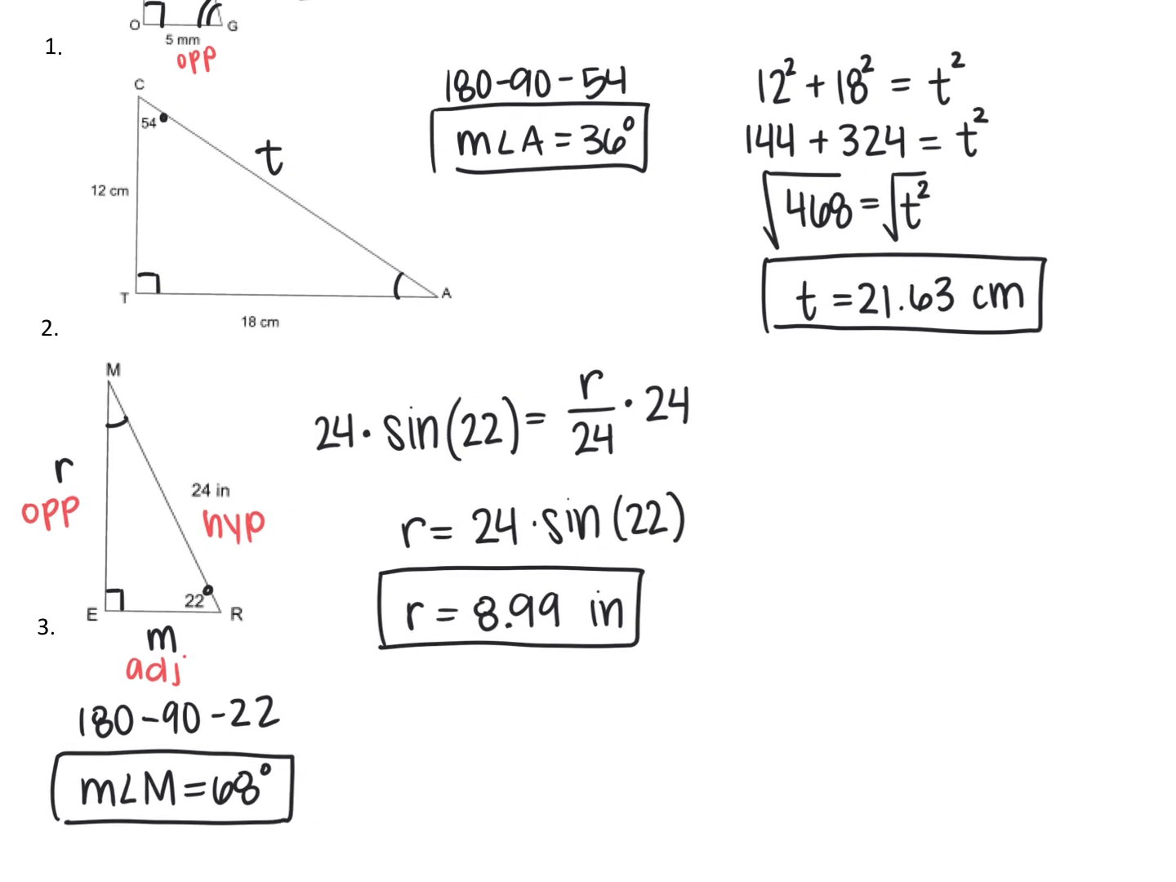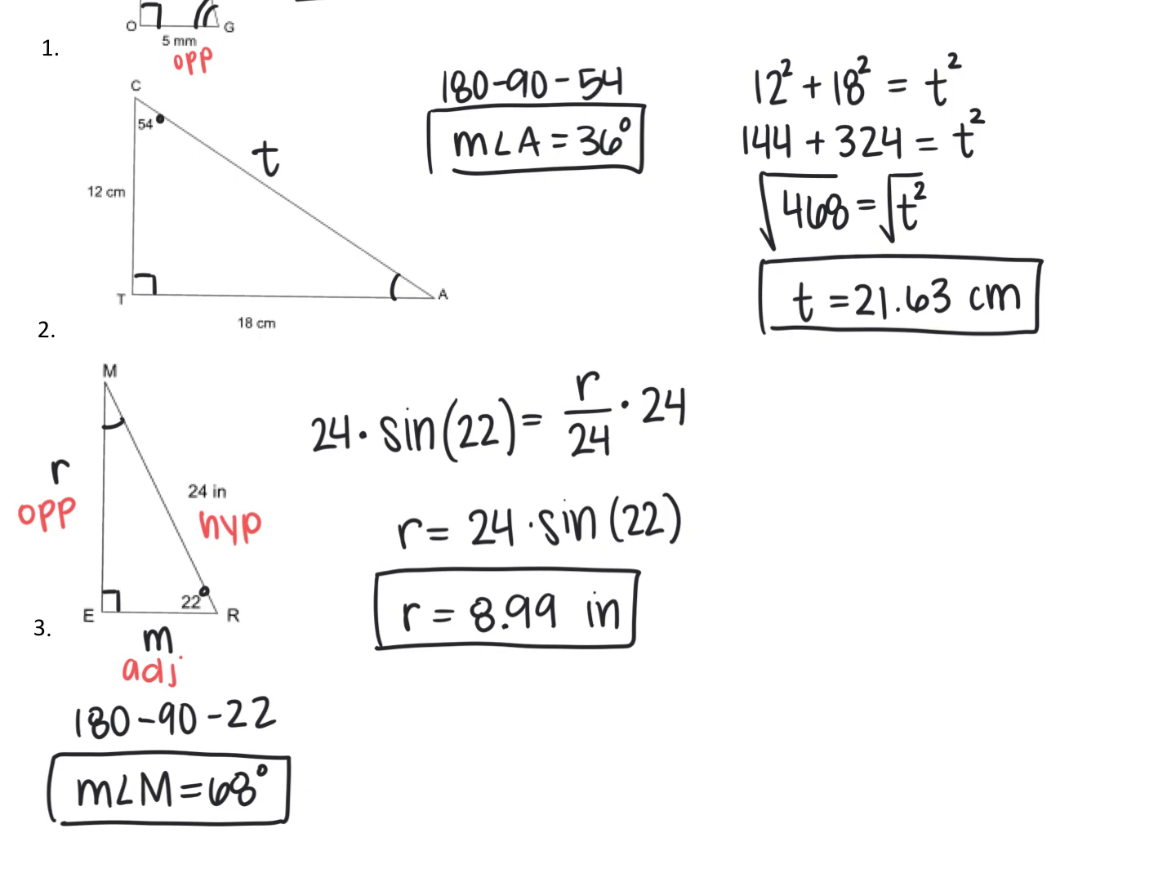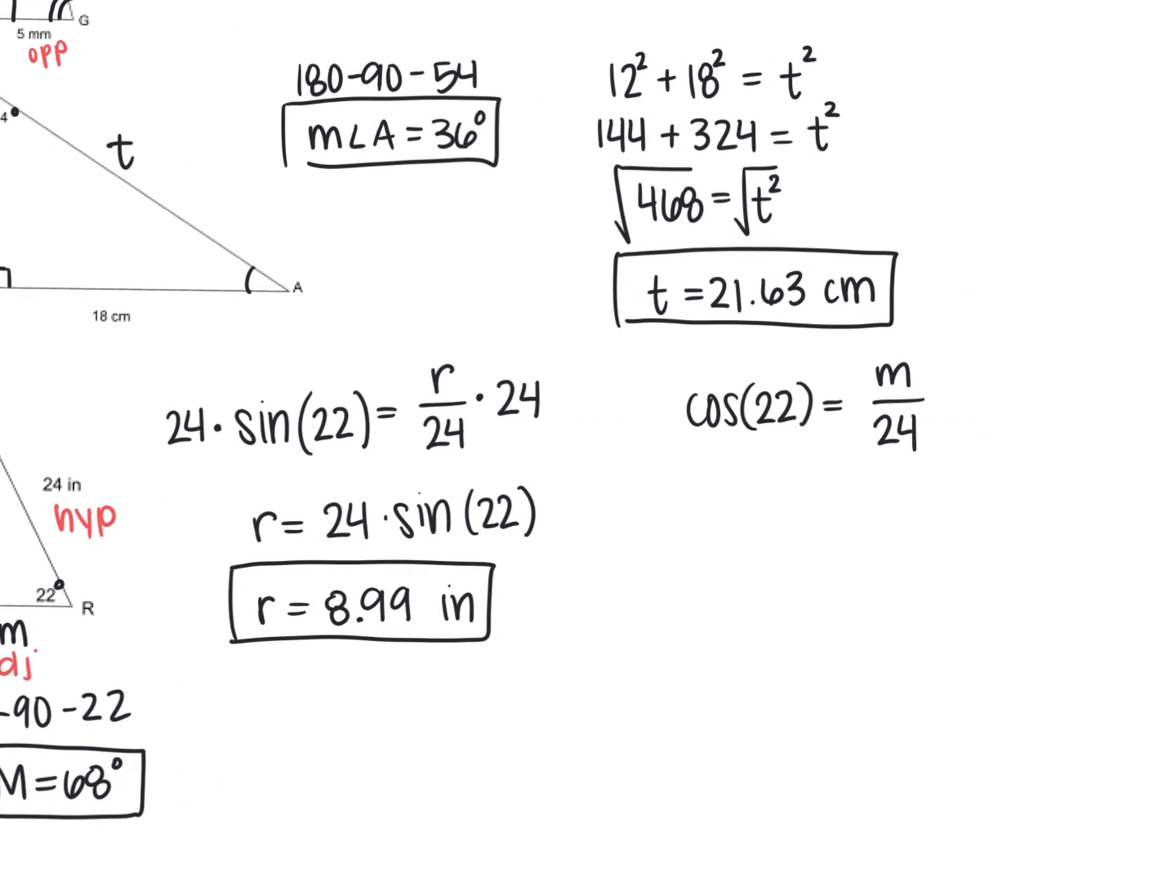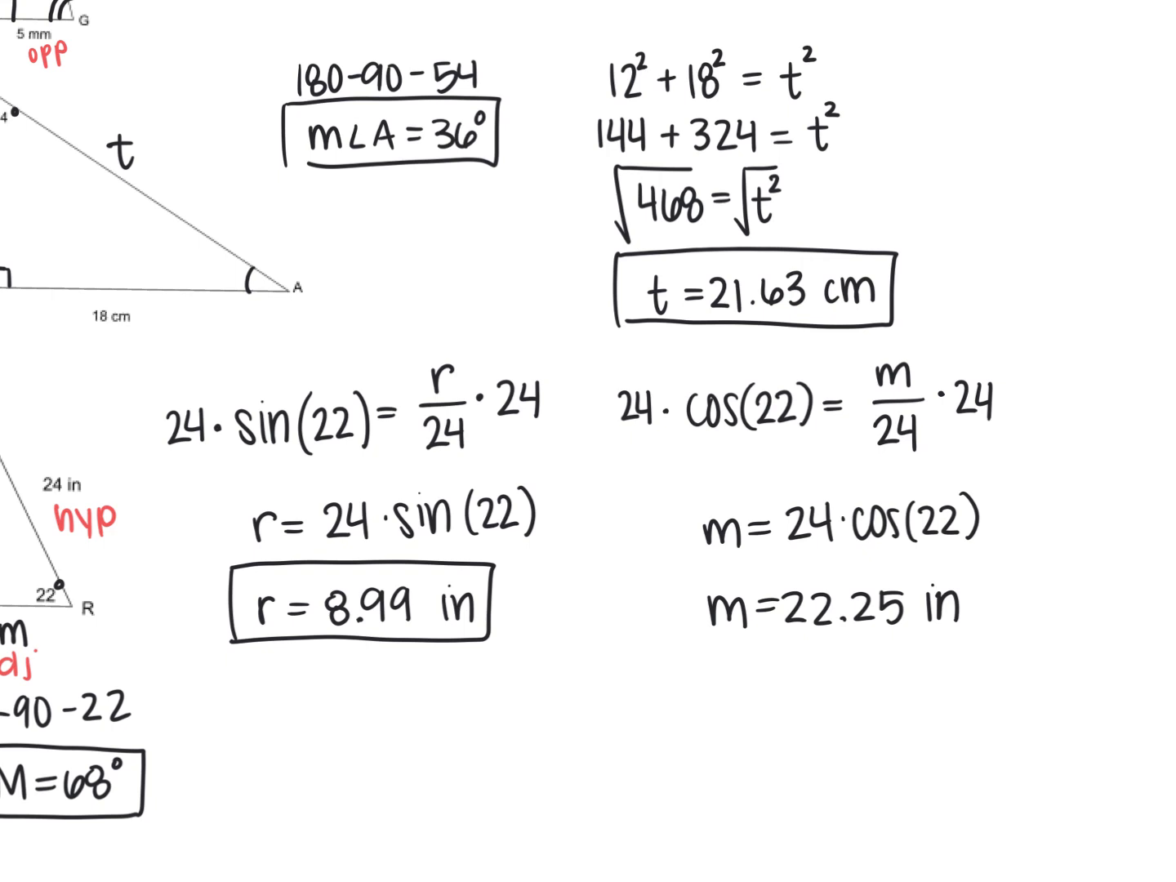Now we're going to do the same thing for side m, which is the adjacent side, and I want to use my hypotenuse, which is cosine. So we know cosine of 22 equals our adjacent side m over our hypotenuse 24. So again, we're going to multiply both sides by 24, and we get that m is 24 times the cosine of 22, which I'm just going to use my calculator. And we get that m is 22.25 inches.